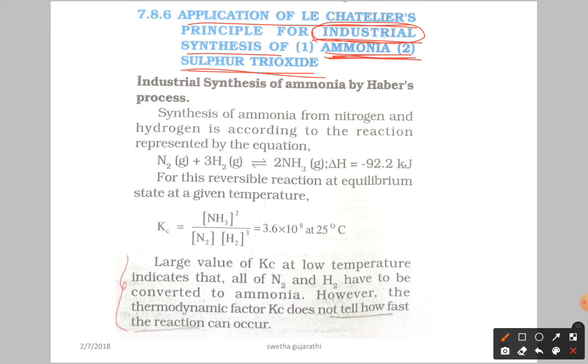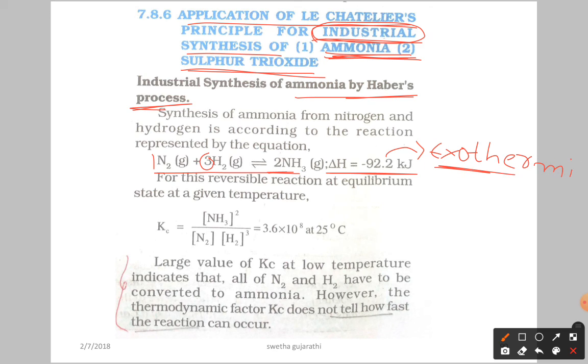Now let us see, first we have ammonia. Ammonia is prepared by a process called Haber's process. Now if you see the reaction, as you know very well, 1 mole of nitrogen gas reacts with 3 moles of hydrogen gas to give 2 moles of ammonia. This is our balanced chemical equation for the preparation of ammonia. Here, the delta H sign is negative. Negative indicates an exothermic reaction, meaning the reaction is going to liberate energy or heat.